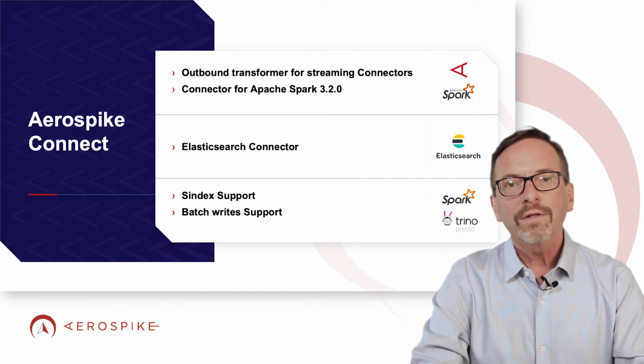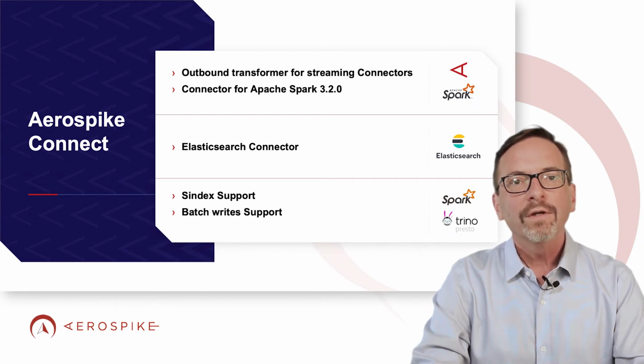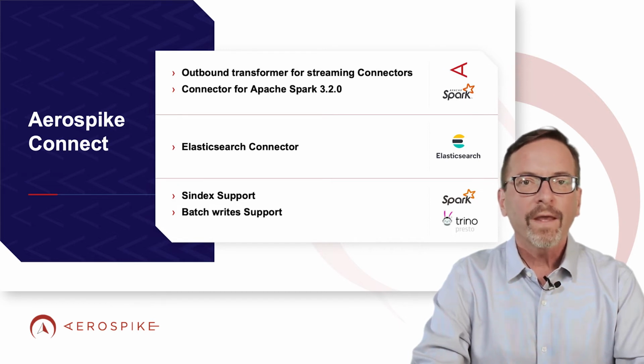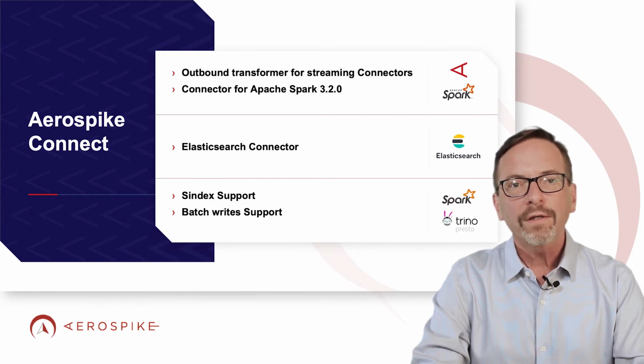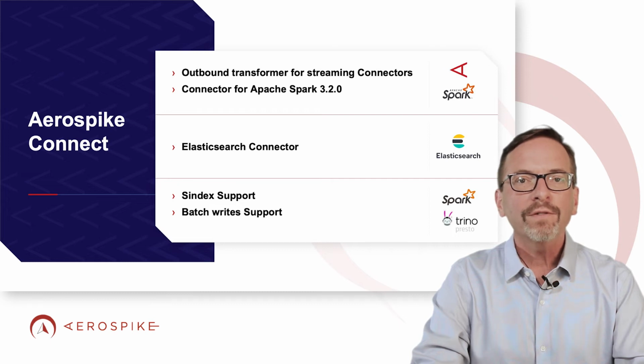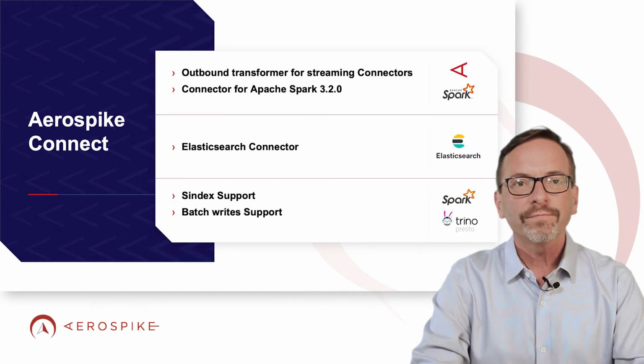We also released the connector for Apache Spark 3.2.0 in Q1 of this year. Going forward, we are working on the Elasticsearch connector, and then later in the year, we will be working on leveraging the secondary index support and the batch writes support to optimize the performance of our Spark and Trino connectors.